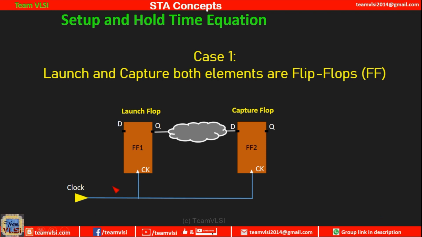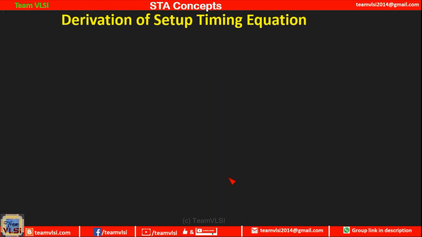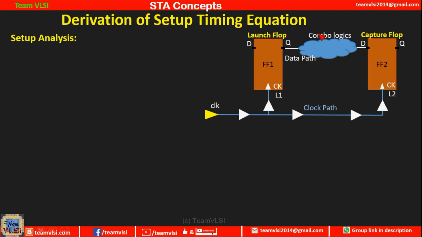You can see here, specifically both are positive edge triggered flip-flops, which is the more common case in ASIC design. First we will discuss this and then move to the next scenario. Let's see the derivation of the setup timing equation. In setup analysis, you can see there are two flip-flops, and between them there is a combinational path with lots of combinational logic sitting here.